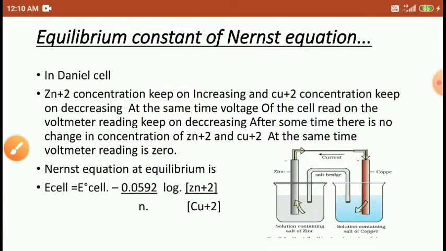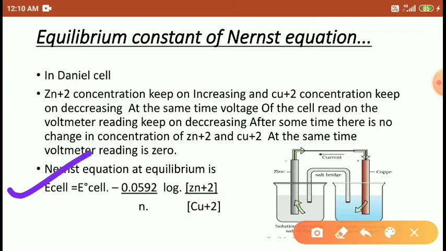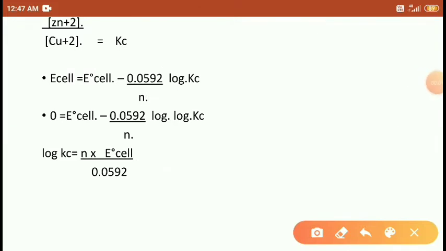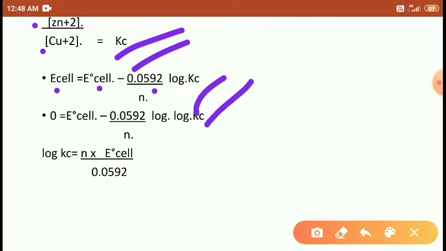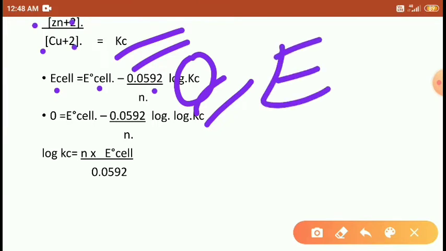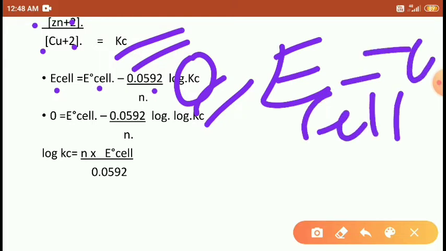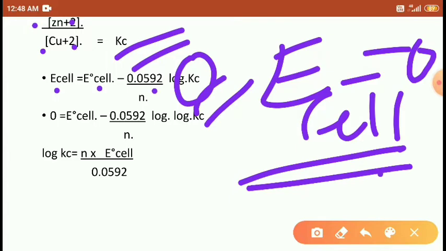So this is the Nernst equation, friends. E cell is equal to E naught cell minus 0.0592 by n log of zinc ion concentration by copper ion concentration, that is, products by reactants. The zinc ion concentration by copper ion concentration is taken as Kc. So we write Kc instead of zinc ion by copper ion. Next, the E cell value is considered as 0 because the reaction has stopped.